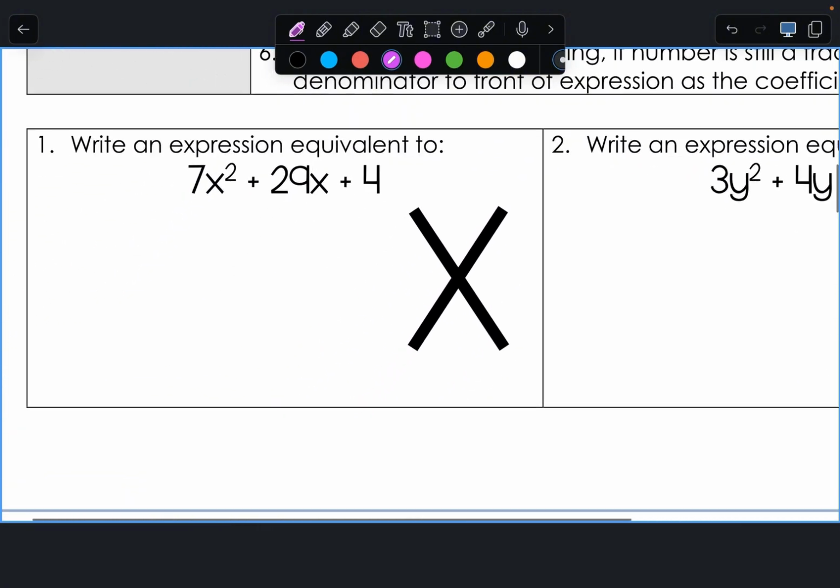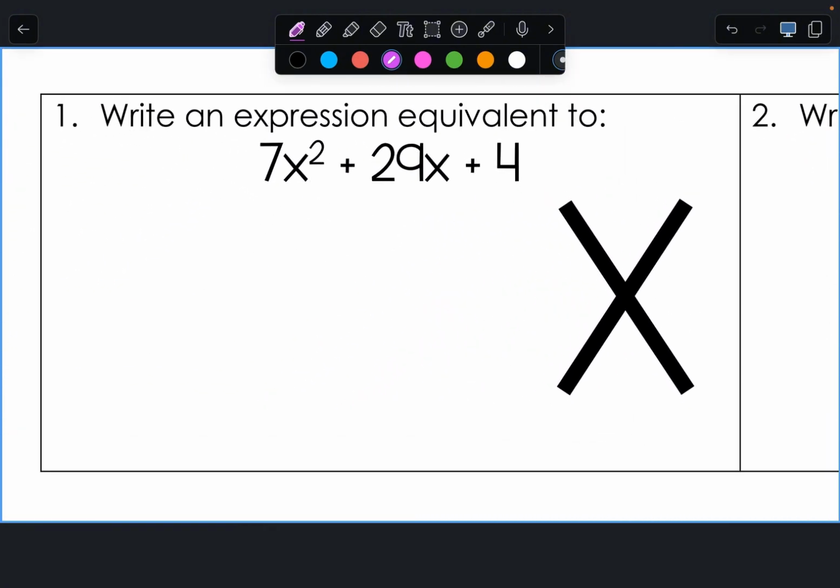Just the way it's going to be worded on the STAR test: write an expression equivalent to. First thing, you notice that you have a number in front of x squared. You have a coefficient, so we're going to kidnap. Who do we want to kidnap? Jesus. So, Jesus got himself kidnapped. Okay, when you kidnap, you multiply the first and the last number. So 7 times 4 is 28.